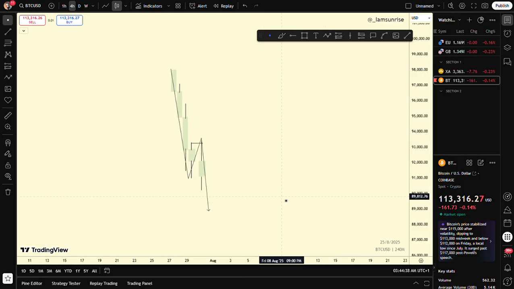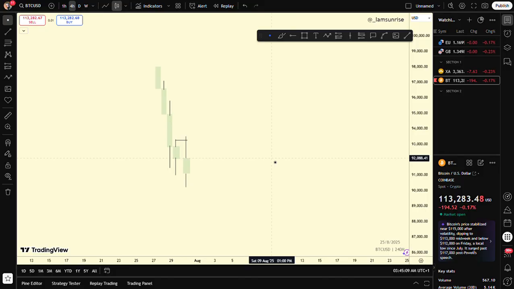Remember what I told you guys? I told you about pullbacks. I said that pullbacks are internal structure. Pullbacks are internal structure that tends to build liquidity in the higher time frame. You understand me? This is the internal structure right here, which is the pullback. Now, it will serve as liquidity in the higher time frame.